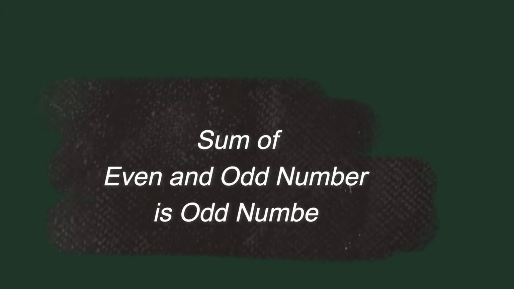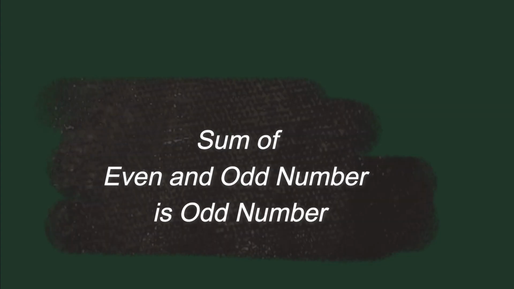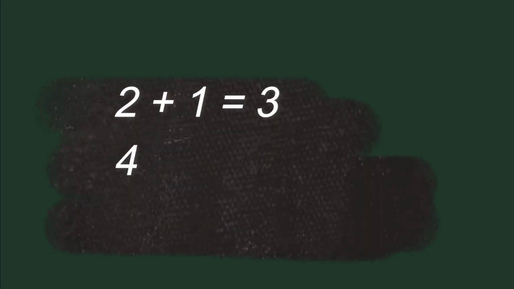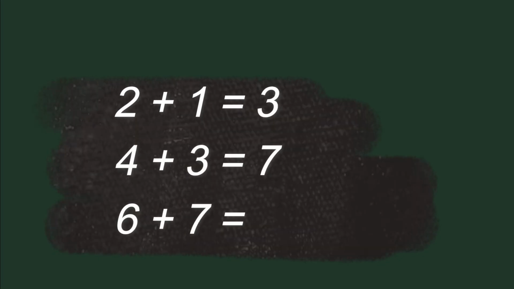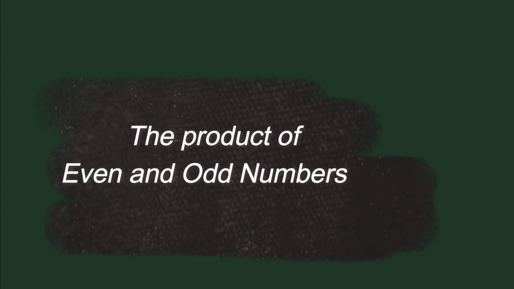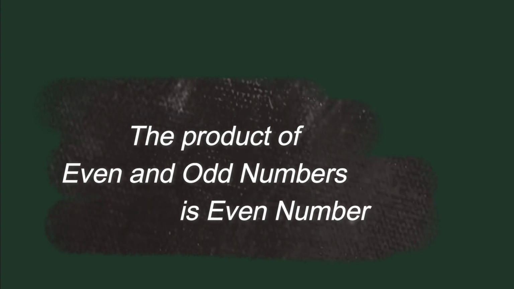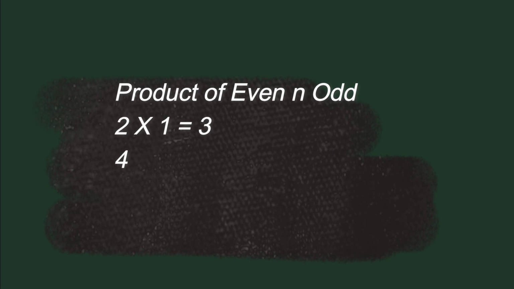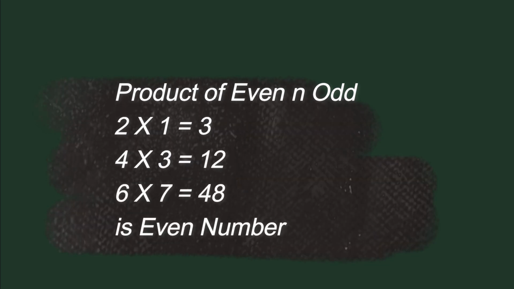The sum of an even and an odd number is an odd number. The product of an even and an odd number is an even number.